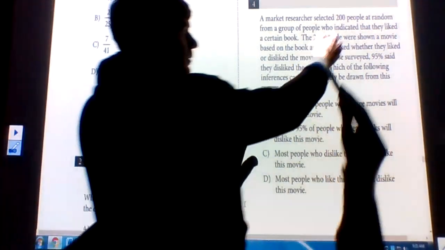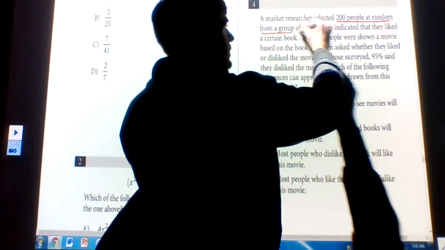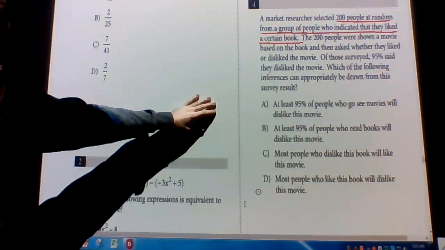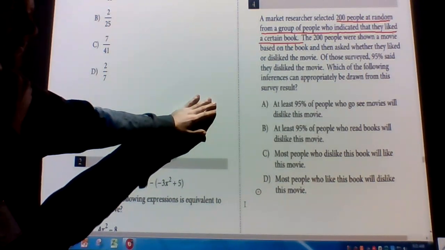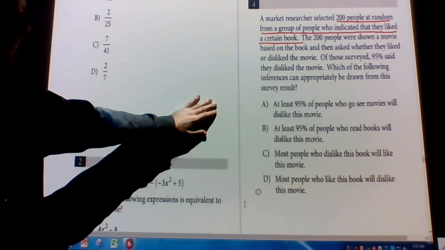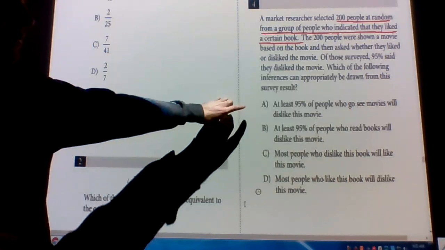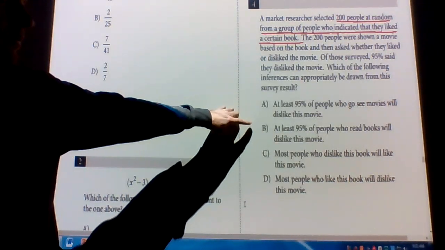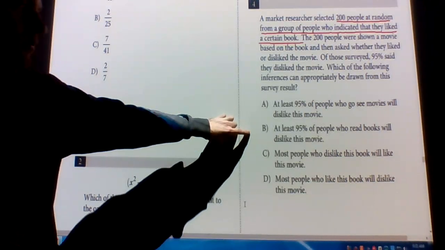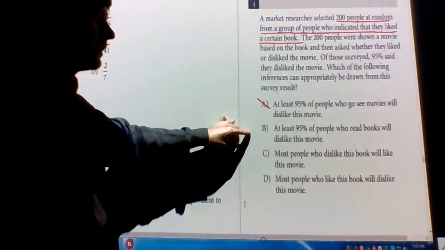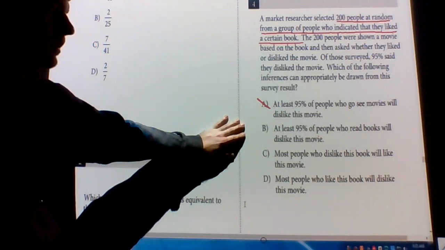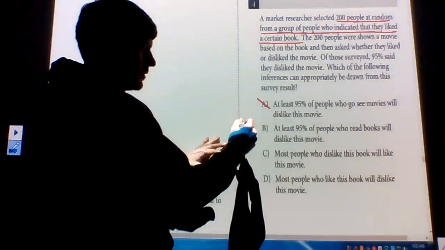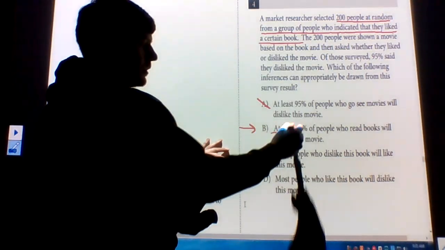Right, so the sample was 200 people from a group who indicated that they liked the book. So we're only talking about the people who liked the book. We're not surveying everybody. So it's not 95% of people. So it's not A. At least 95% of people who read the book will dislike the movie. That's a possibility. I don't know about the at least part, that makes it a little confusing.